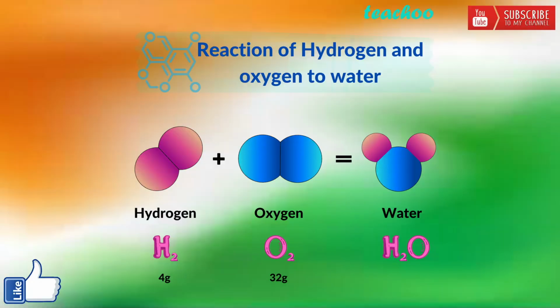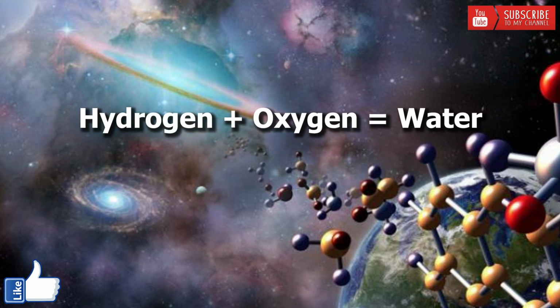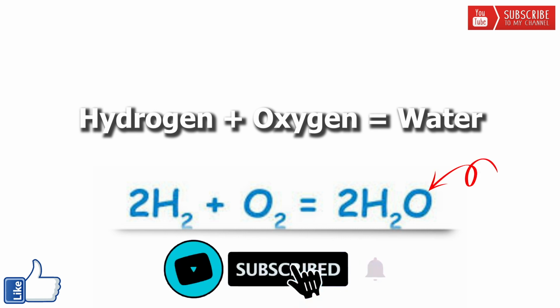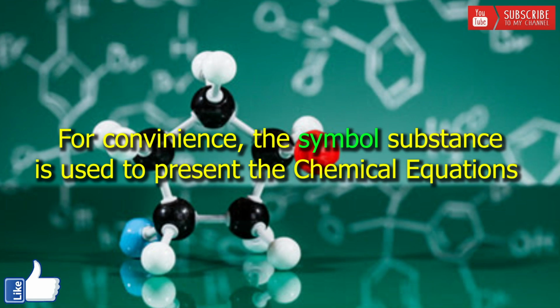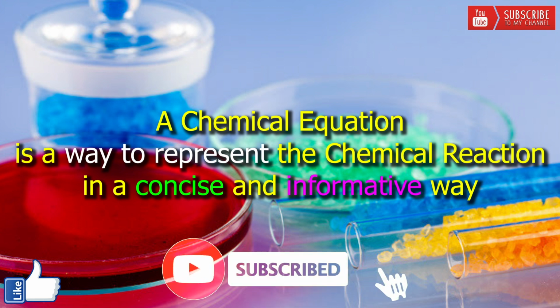When hydrogen reacts with oxygen, it gives water. This reaction can be represented by the chemical equation. In the first equation, words are used, and in the second equation, symbols of substances are used to write the chemical equation. For convenience, the symbol of substance is used to present chemical equations. A chemical equation is a way to represent the chemical reaction in a concise and informative way.